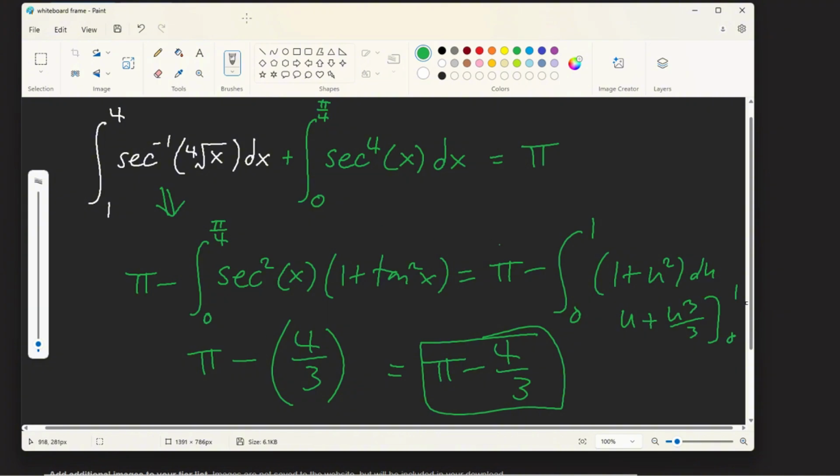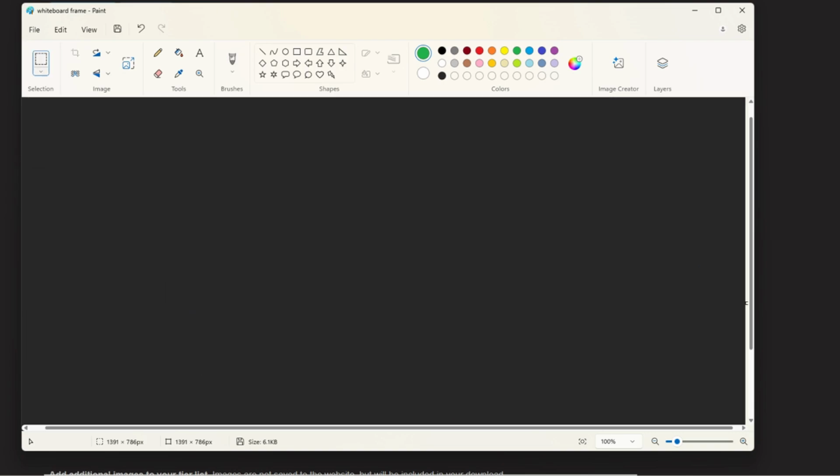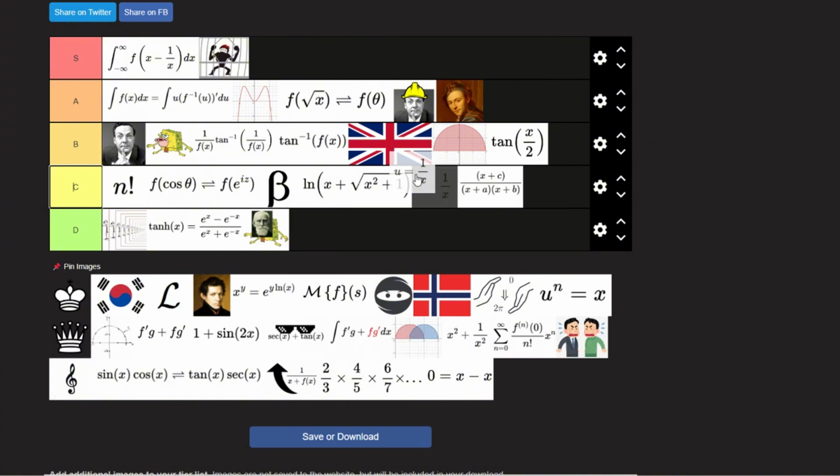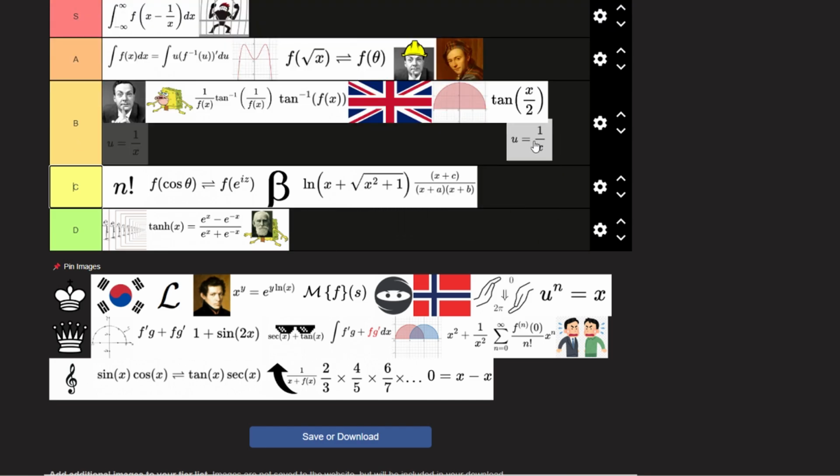So inverse jailbreaking is very nice, very satisfying, right? The inverse function becomes a better integral. Inverse jailbreak, that's S tier, because the majority of the times it becomes a nicer integral and you get to solve it quickly. Very satisfying, and it's very cool. Okay, u equals 1 over x, inversion. Very cool. It is satisfying to an extent. I'd probably put it here with B tier.